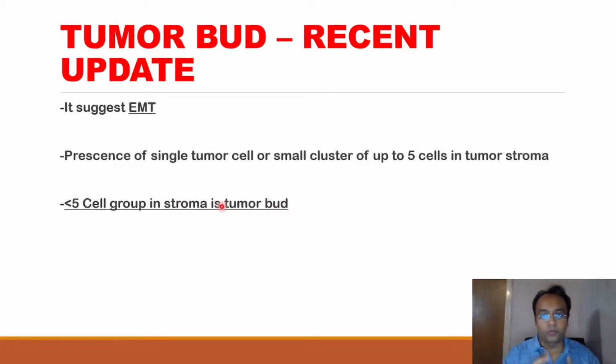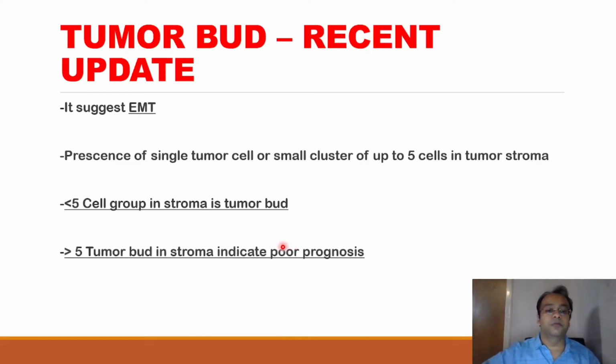So in squamous cell carcinoma, stromal invasion by cancer cells is present. If this invasion is of single cells or made up of a cell group of fewer than 5 cells, then it is known as a tumor bud. And if these tumor buds are more than 5 in number, right? If there are more than 5 tumor buds in the stroma, then it indicates a poor prognosis. But if the tumor buds are fewer than 5 in number, then the prognosis is good.